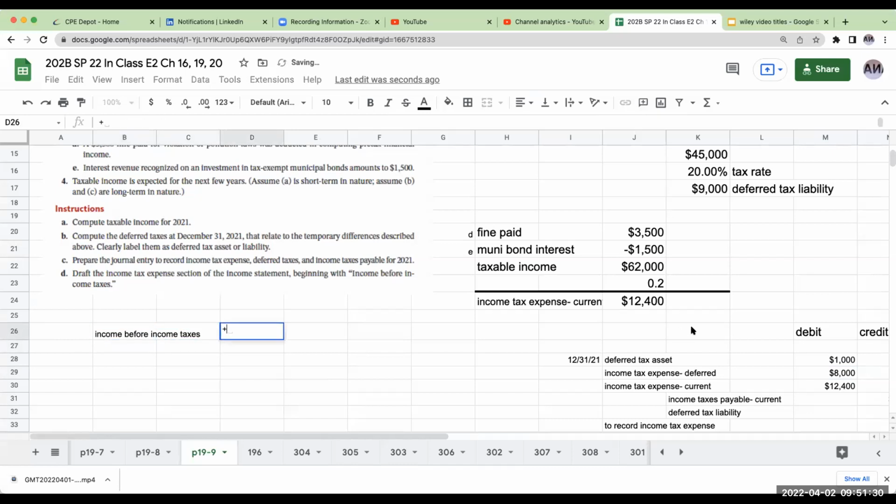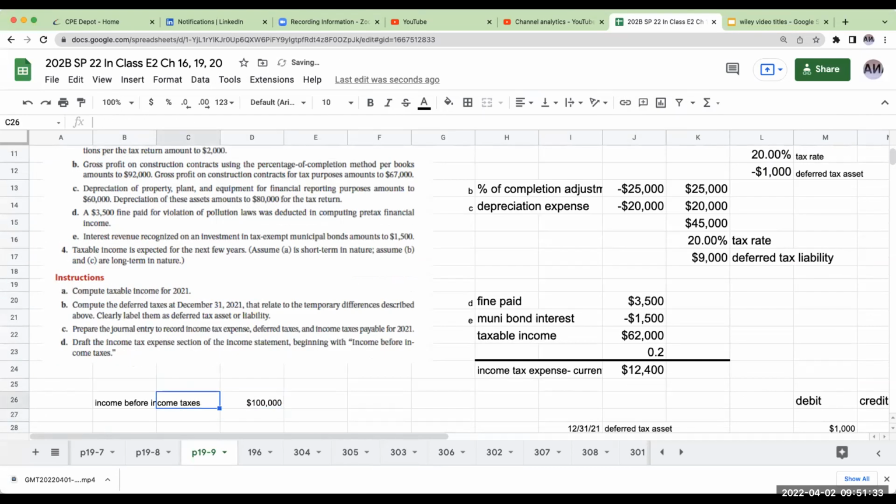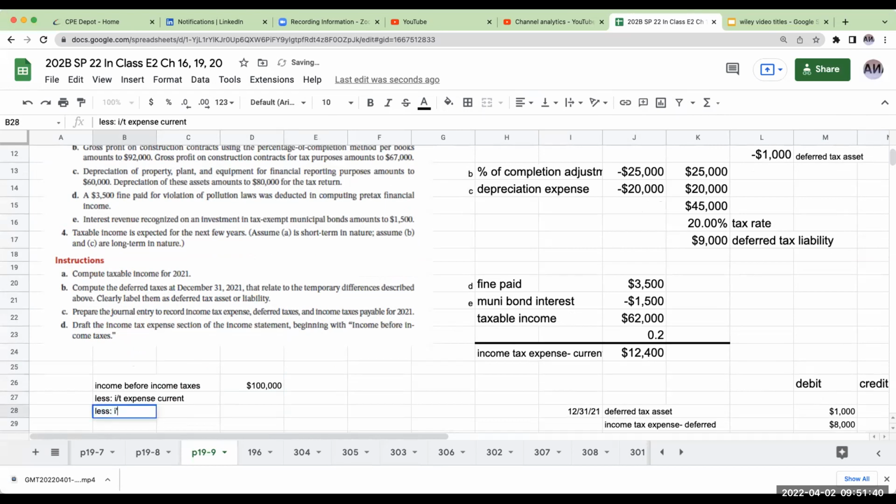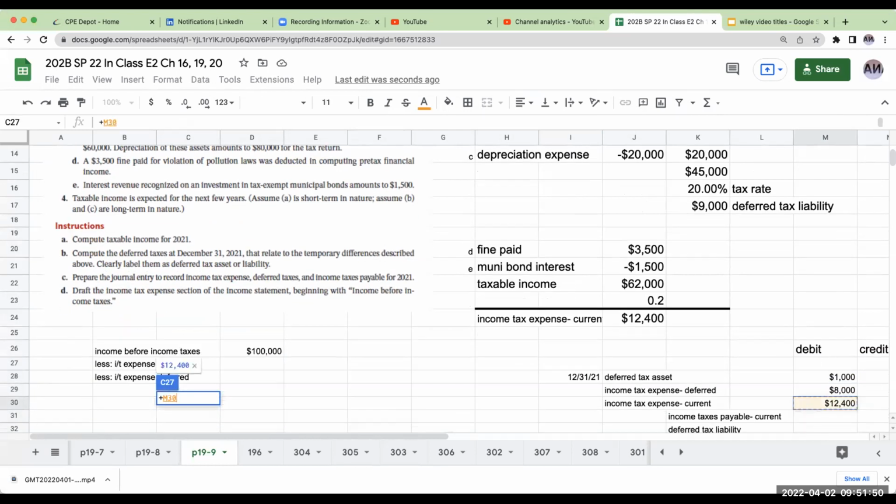Okay, this is not changing. This is going to be over here. This is for financial statement purposes. Less income tax expense current, less income tax expense deferred. And so my current income tax expense was $12,400. My income tax expense deferred was $8,000. So my total income tax expense is going to be $20,400. So my net income is going to be $100,000 minus $20,400.